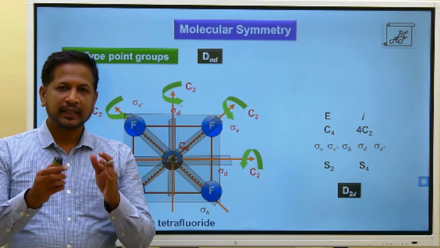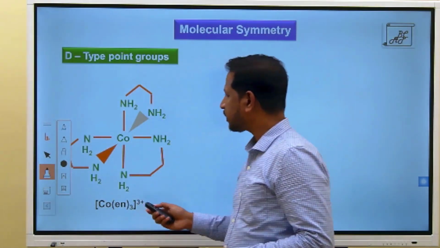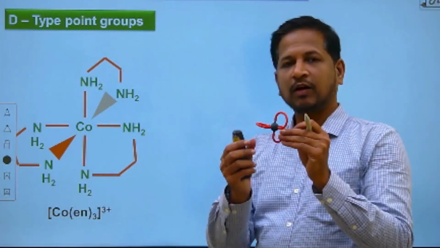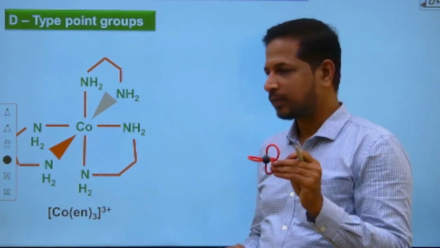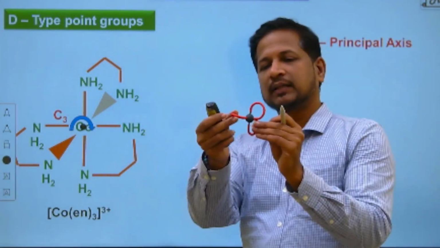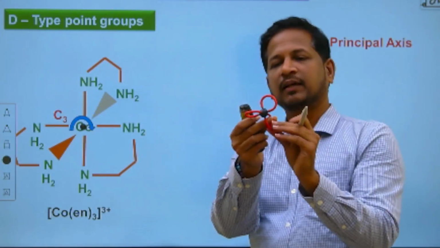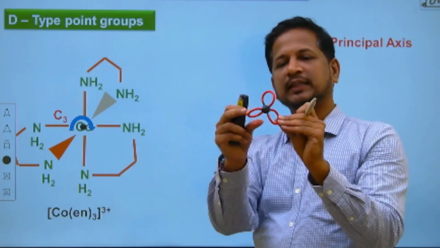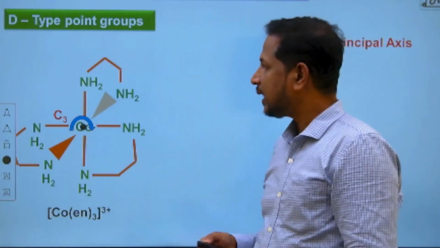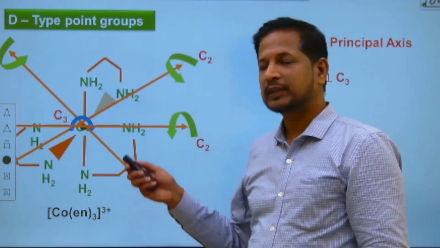To understand Dn type of point groups, let's take one more example, the tris-ethylenediamine cobalt(III) complex. You can see in a model, this is the model of the tris-ethylenediamine cobalt(III) complex. In this complex there is a C3 rotational axis as the principal rotational axis. Now look at the model like this. If you rotate the molecule like this, you will get the same image. So this is the C3 rotational axis, and there are 3 C2 axes present in this molecule which are perpendicular to the principal rotational axis.